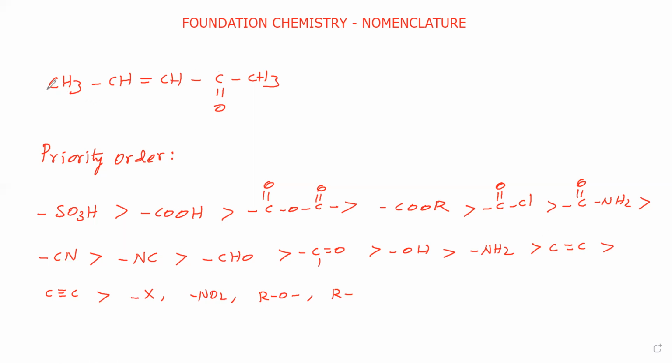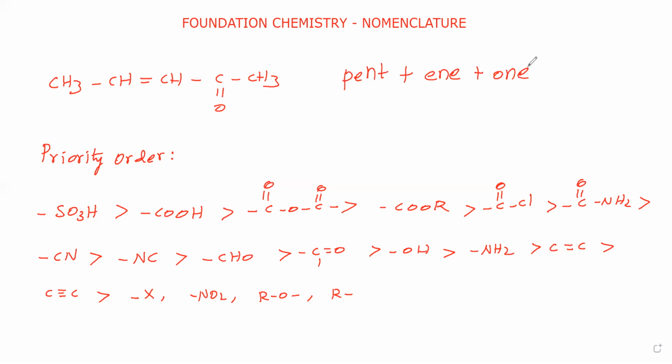Now we will take the parent chain. Parent chain contains 5 carbon atoms. Therefore, root word is pent. Then C=C double bond is there. Therefore, primary suffix is -ene. Then ketone comes under secondary suffix. For ketone, secondary suffix is -one. Next, we have to give the numbering in order to say the position of ketone and position of double bond.